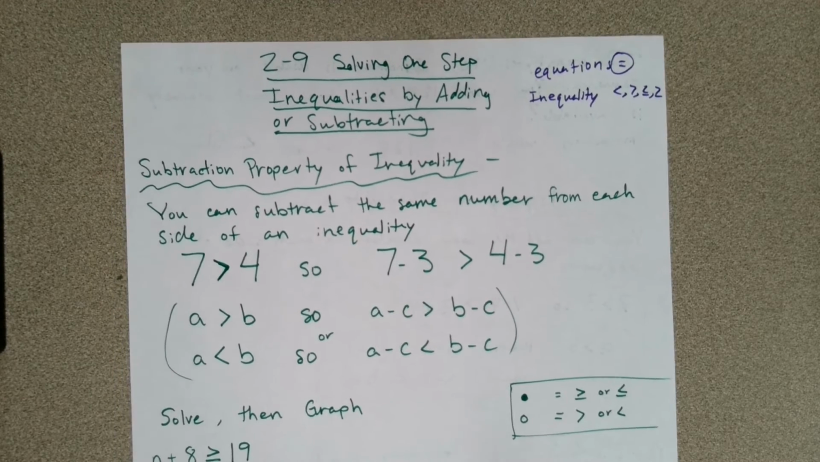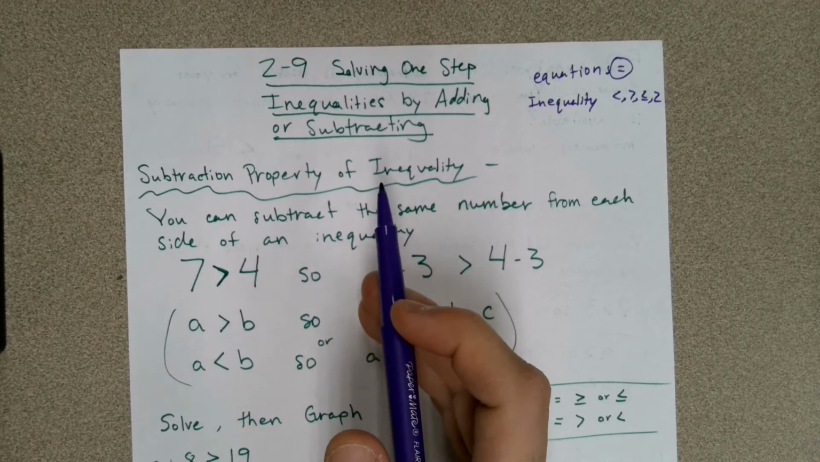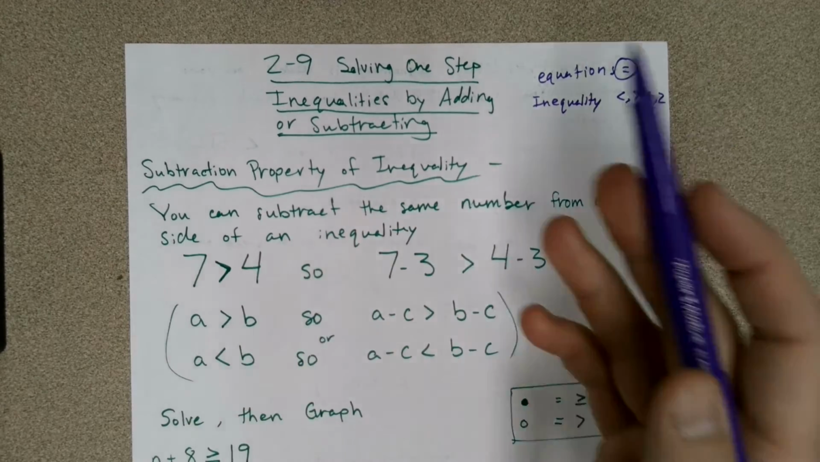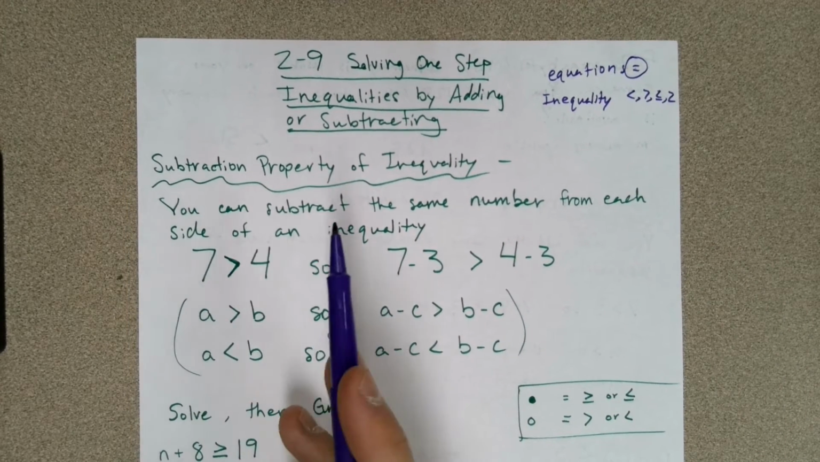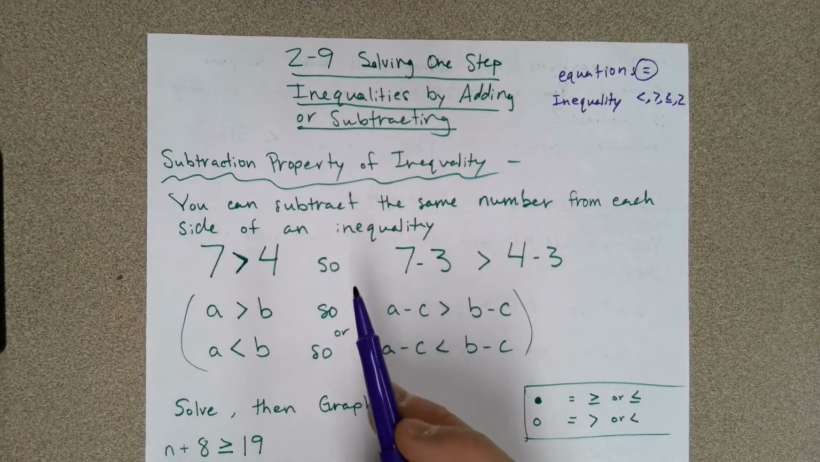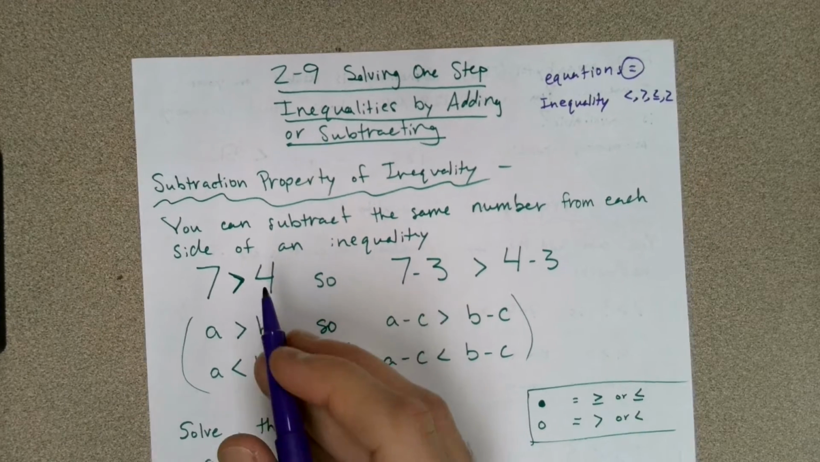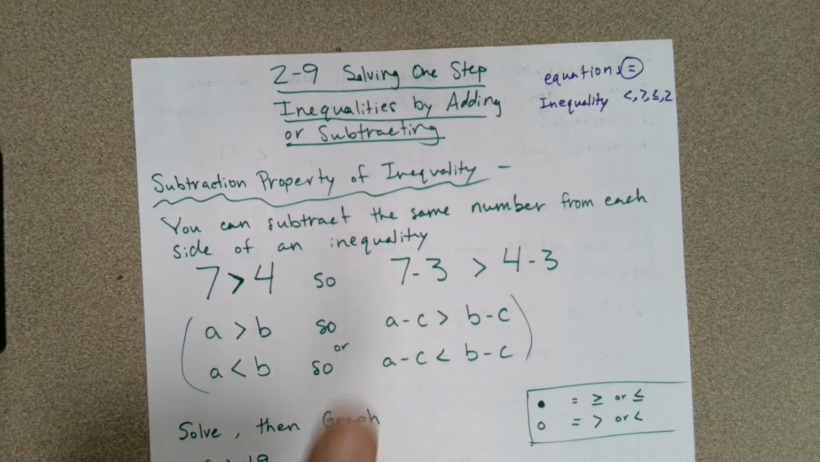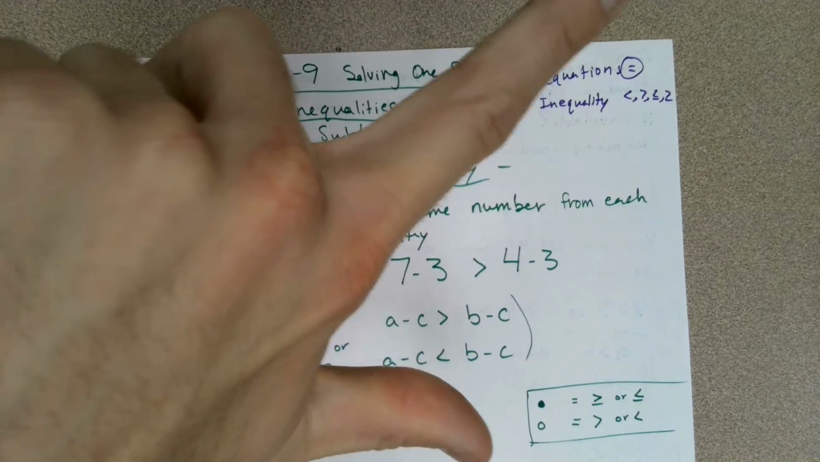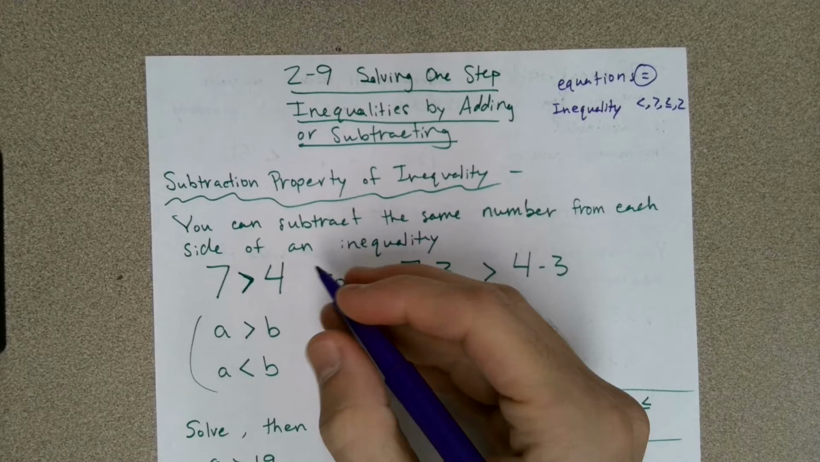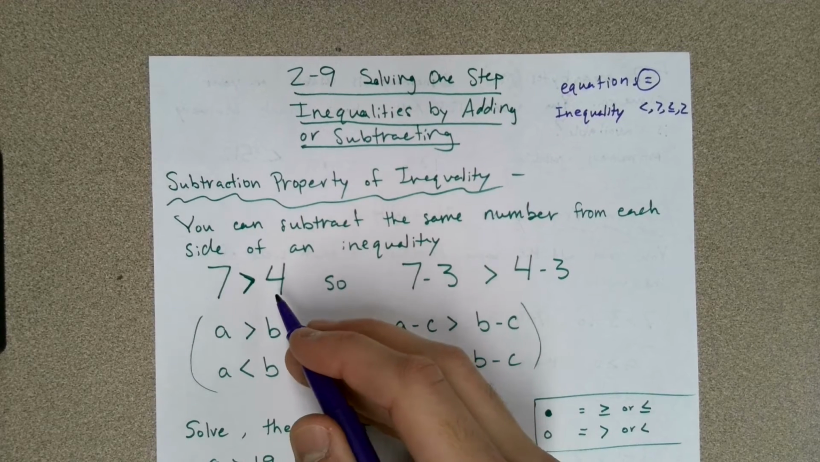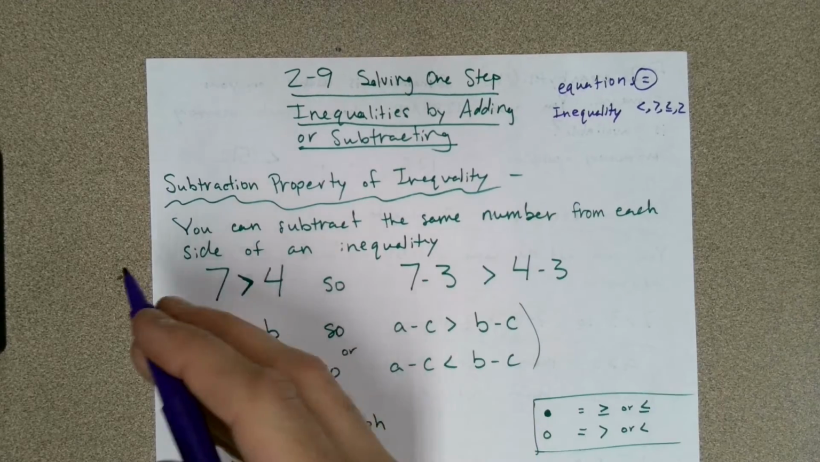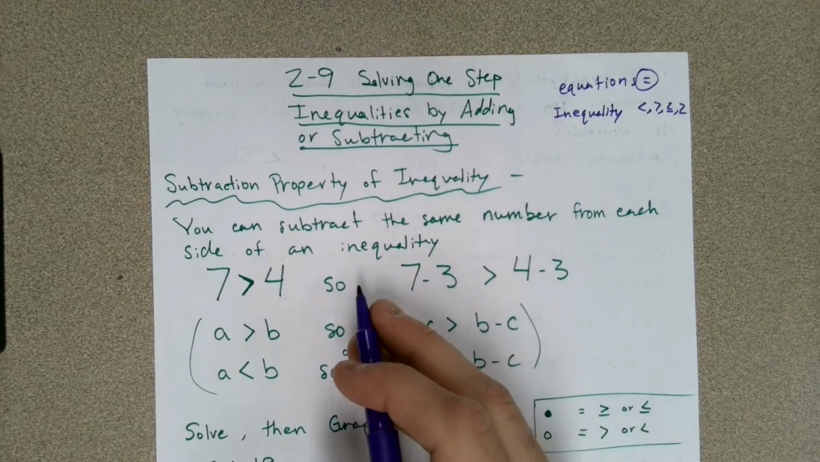So our first rule right here, we have a property, the subtraction property of inequality. This is very similar to the subtraction property of equations. What it tells us is you could subtract the same number from each side of the inequality. Here's an example for you. We have 7. Is this greater than or less than? I'm thinking about my L. I know L means less than. I see this is going the opposite way. So this is greater than. 7 is greater than 4. So 7 minus 3 is greater than 4 minus 3. You're allowed to subtract the same number from each side of an inequality.